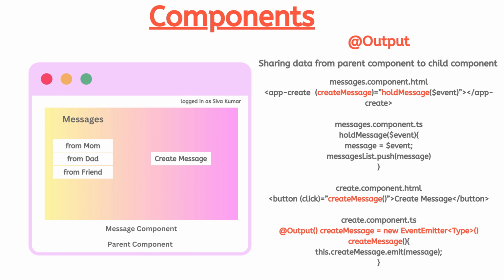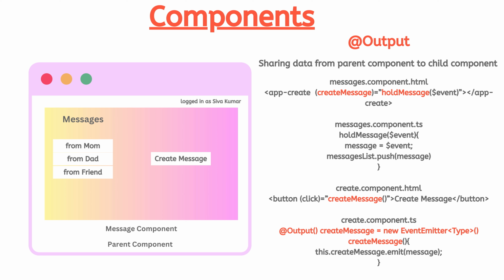The next thing is how we can pass the data from the child component to the parent. In the previous session, we looked at passing the data from parent to child. Now let's look at child to parent. Suppose you see this example on the left side: there is a message component which is the parent. Within that parent, there are multiple messages: from mom, from dad, from friend. Those are the three messages that we have.